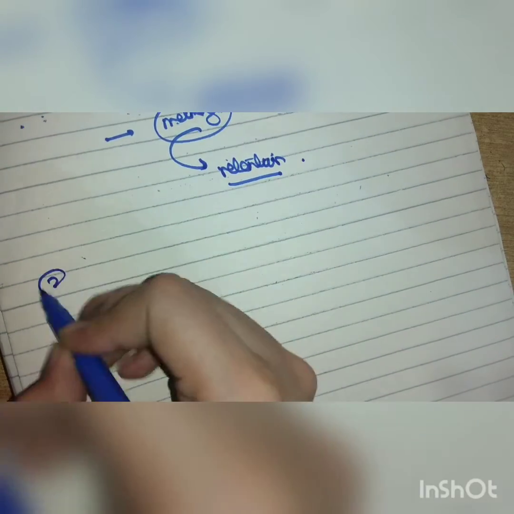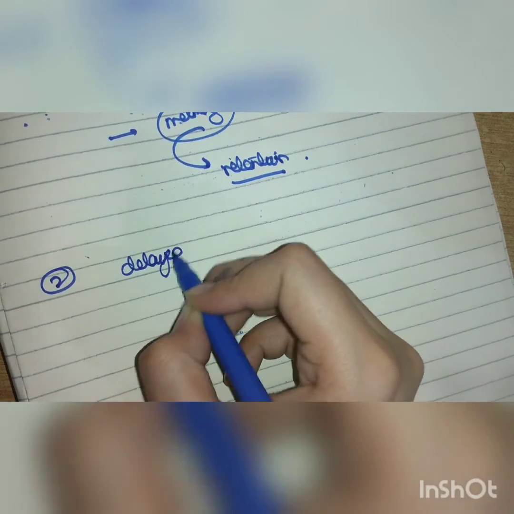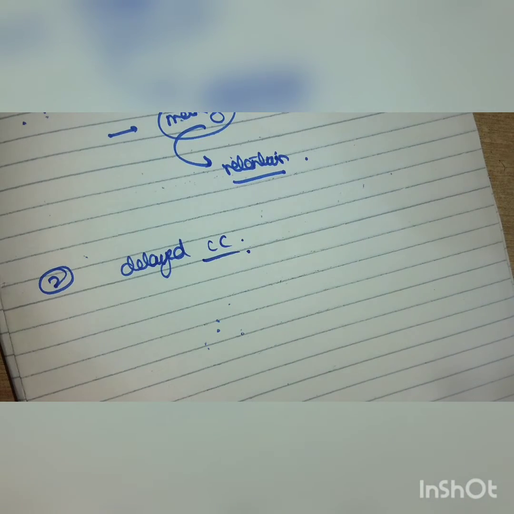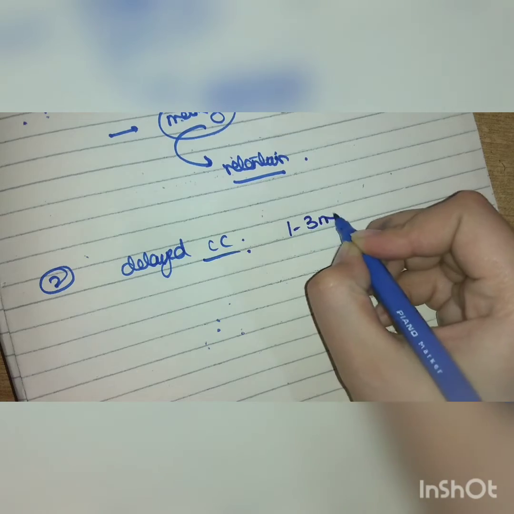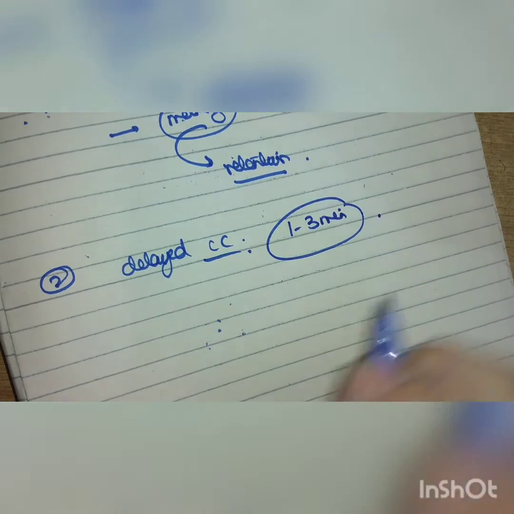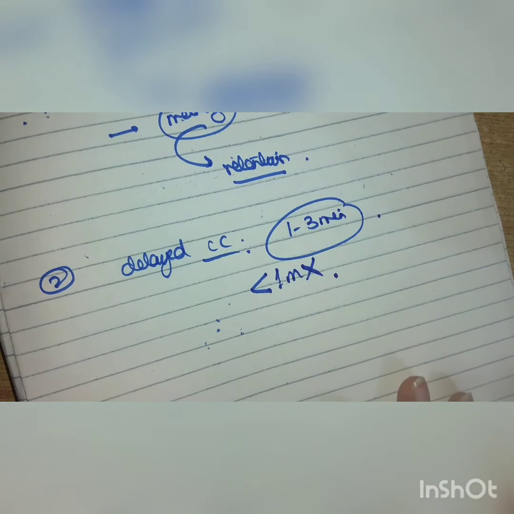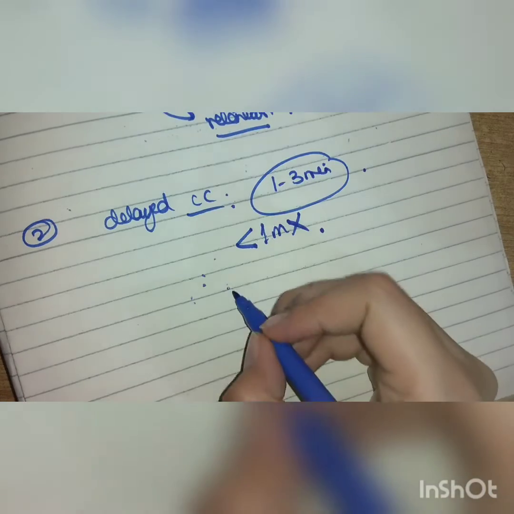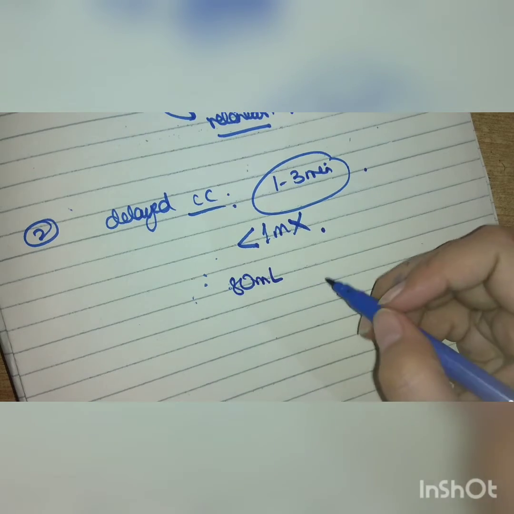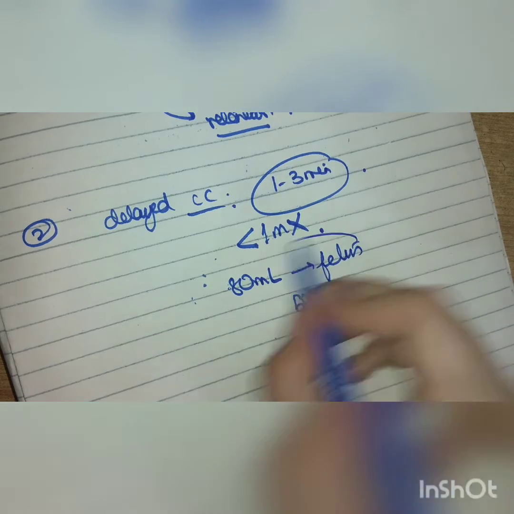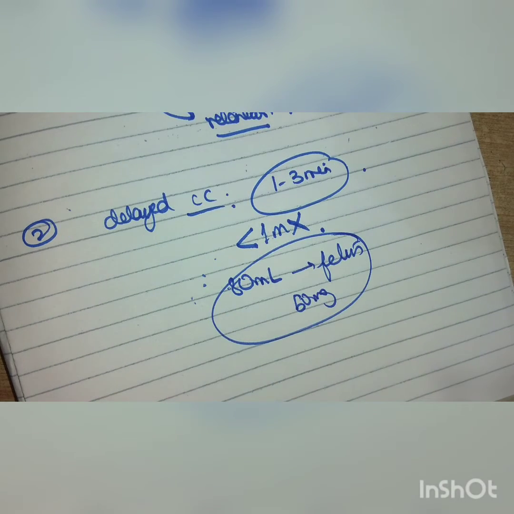Now the second component is delayed cord clamping. Why are you delaying the cord clamping? Always clamp the cord between 1 to 3 minutes after delivery, not before. So never do it in less than 1 minute, but you can clamp it after 1 minute. Why? Because an extra 80 milliliters of blood reaches the fetus, which is good, along with 50 milligrams of elemental iron. This is just for knowledge, so you know why we are delaying the cord clamping.